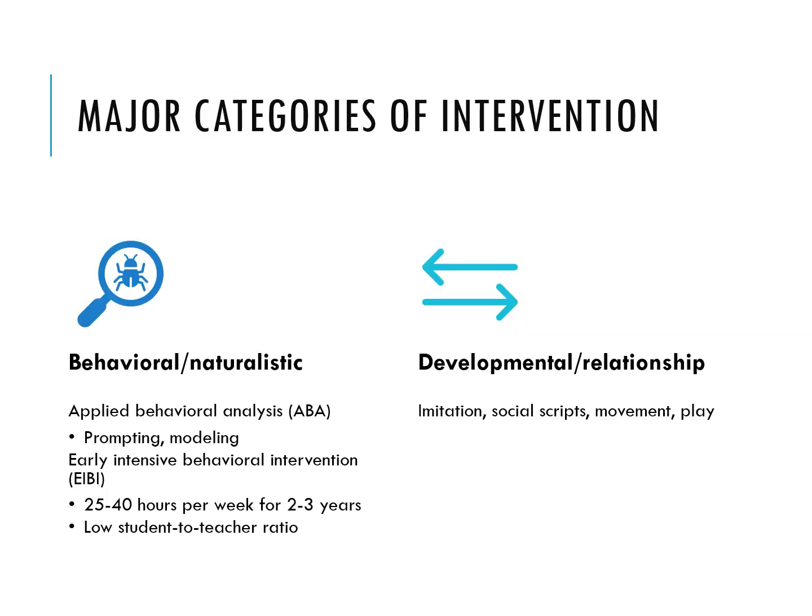There are two major categories of intervention that target social communication in preschool and school-aged kids with autism. The behavioral naturalistic category looks at applied behavioral analysis and using prompting and modeling to engage the child. The goals of behavioral naturalistic interventions are to get the child to follow the therapist's lead, so you prompt them and model a behavior and get them to mimic it. Whereas the developmental relationship category includes imitation but following the child's lead.